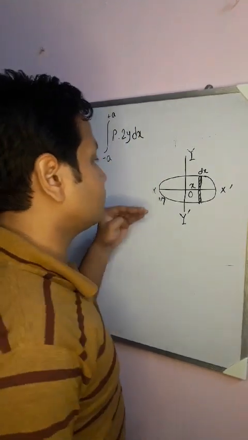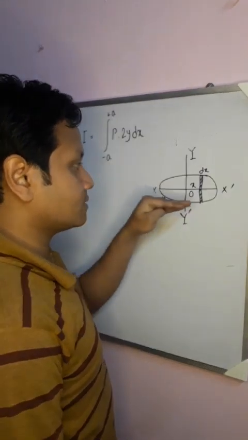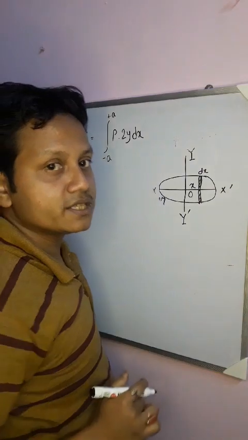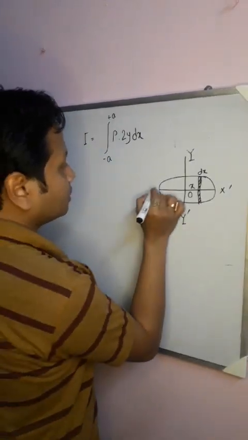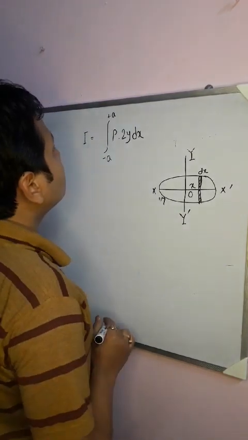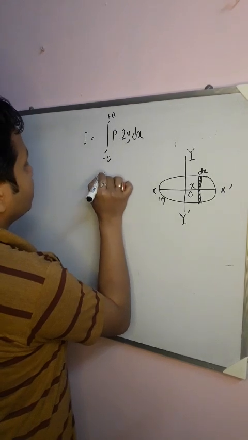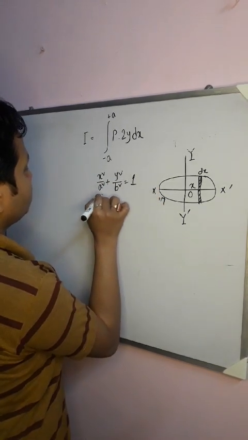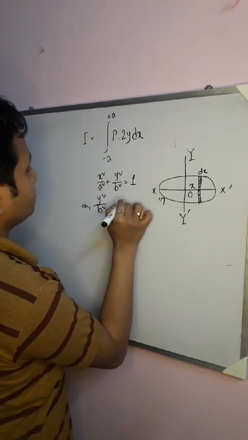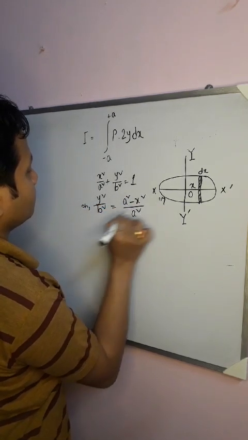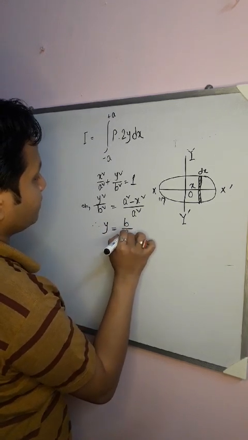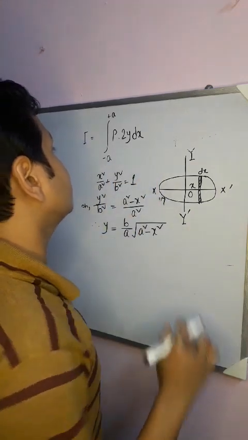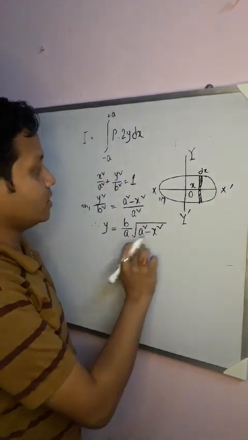Because we have considered the strip along the x-axis, that means the major axis, the limit will be minus a to plus a. If we take it along the other axis, then the limit will change from minus b to plus b, no matter. Now we have to replace here. The equation of an ellipse is x square by a square plus y square by b square is 1. So what will be y square by b square? That is simply a square minus x square by a square. So what will be y? That is simply b by a into square root of a square minus x square. So we have to convert this y variable into x, and we have converted it.